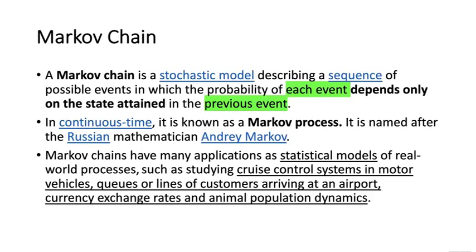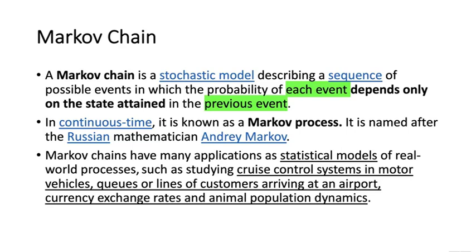Then more specifically today, we will focus on the Markov chains. The Markov chain is a stochastic model that describes a sequence of possible events in which the probability of each event depends only on the state attained in the previous event. So, the future depends on the previous condition. Now depends on the previous one. Future depends on now. In a simple way we can say it like that.